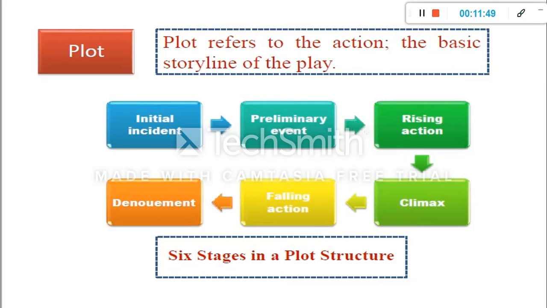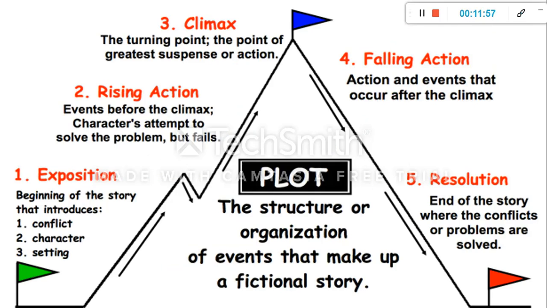Here we have another picture that explains these 6 elements clearly. We have the exposition, which is the beginning, or where the play starts. The beginning of the story introduces the conflict, character, and the setting. So when the play opens, in the exposition or the very beginning, the conflict, character, and the setting are introduced. This is the first stage, the beginning of the story.